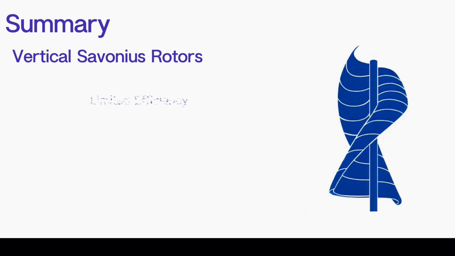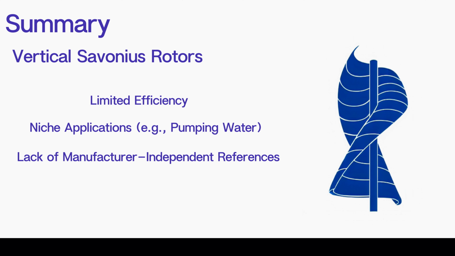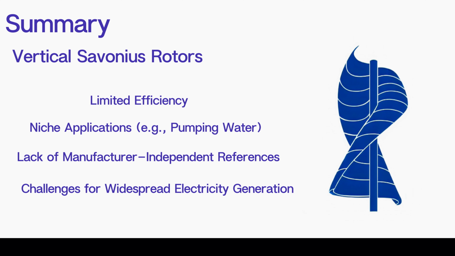On the other hand, vertical Savonius rotors, while exhibiting lower efficiency, find niche applications in specific contexts, such as pumping water. However, a major drawback is the scarcity of manufacturer-independent references, leaving potential buyers with limited information. This lack of transparency impedes decision-making regarding the effectiveness and economic viability of these rotors for widespread electricity generation in inland areas.